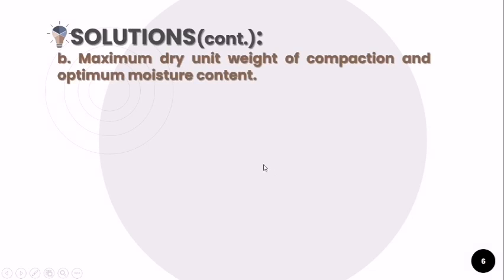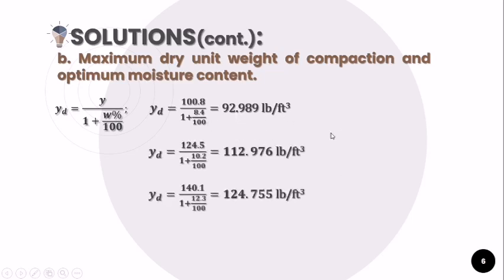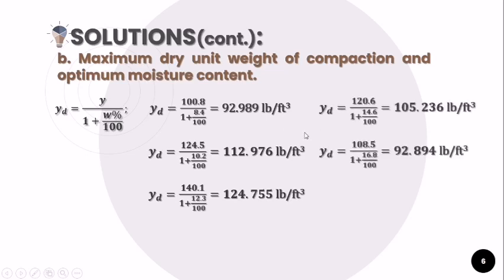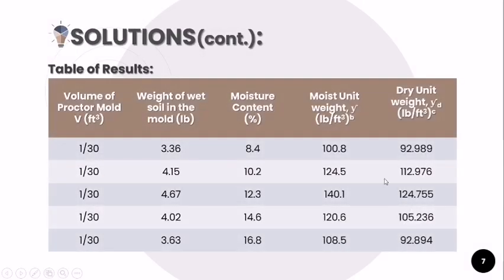While for the dry unit weight, the dry unit weight is equal to the moist unit weight divided by 1 plus the moisture content divided by 100, and then again substituting the given values. So we have obtained these values. These values for the dry unit weight and the moisture content are the ones that we use in order to plot that curve. So this is the table of results again, with the values obtained using those formulas.